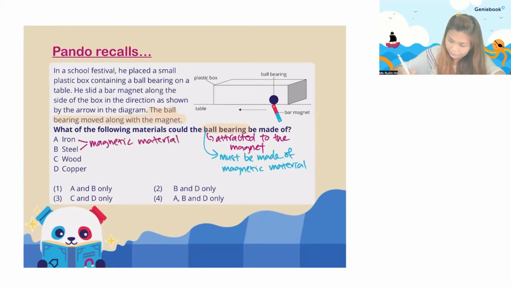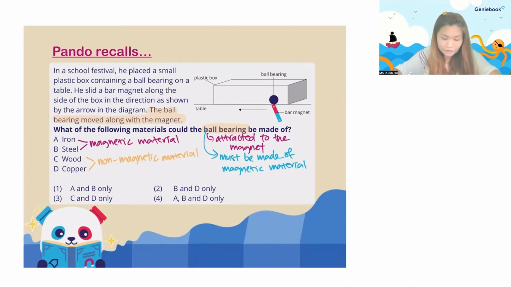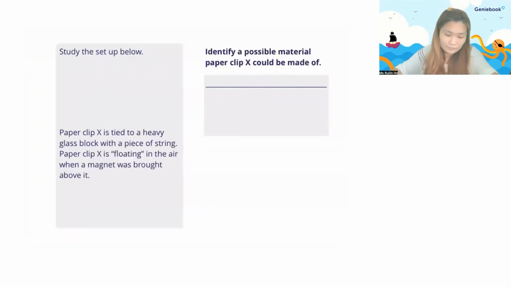While copper and wood are non-magnetic materials. You probably got tricked by copper, right? The other magnetic material that starts with a C is actually cobalt and not copper. So your answer will be number 1. All right, let's move on.